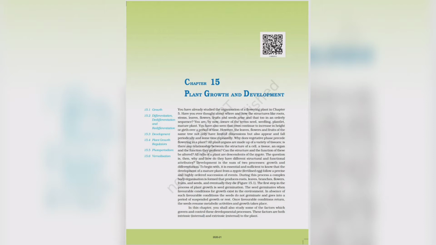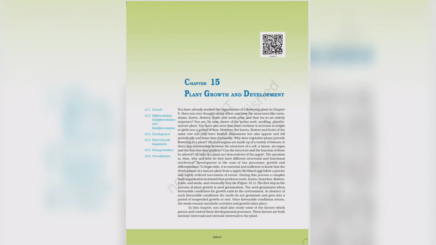Development is the sum of two processes, growth and differentiation. To begin with, it is essential and sufficient to know that the development of a mature plant from the zygote, the fertilized egg, follows a precise and highly ordered succession of events. During this process, a complex body organization is formed that produces roots, leaves, branches, flowers, fruits and seeds, and eventually they die. The first step in the process of plant growth is seed germination.